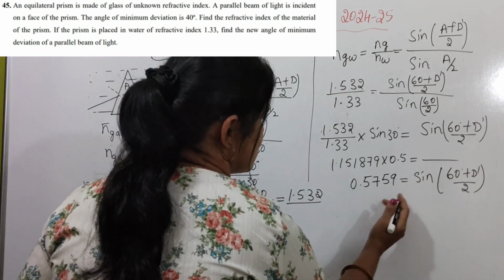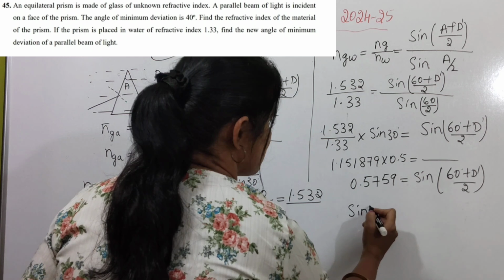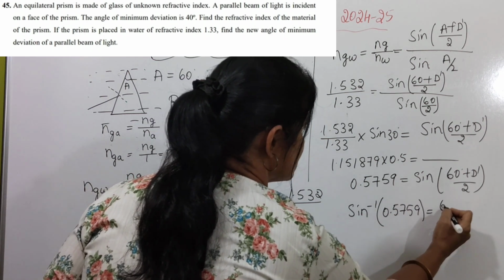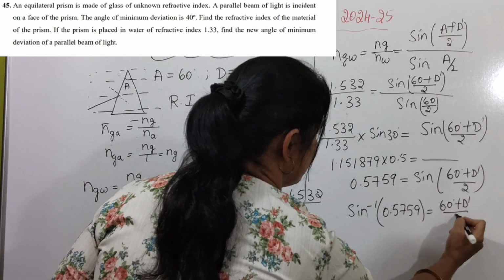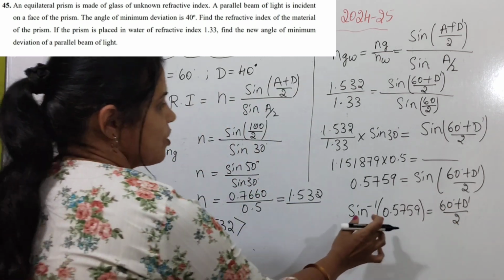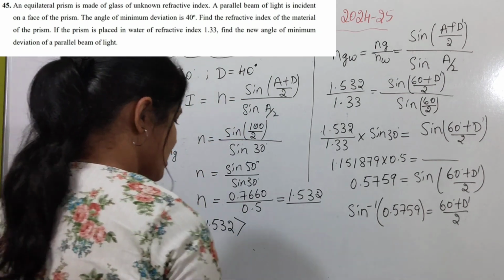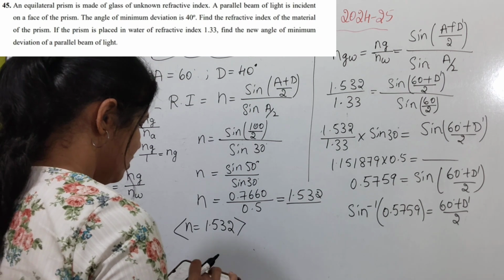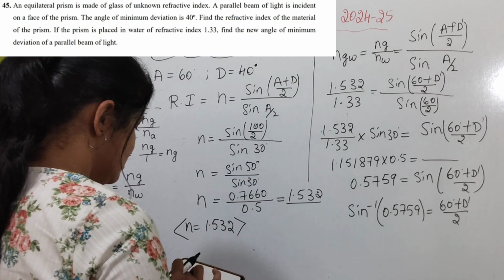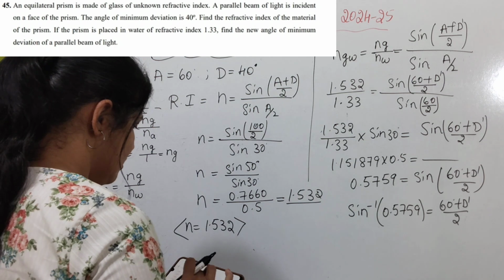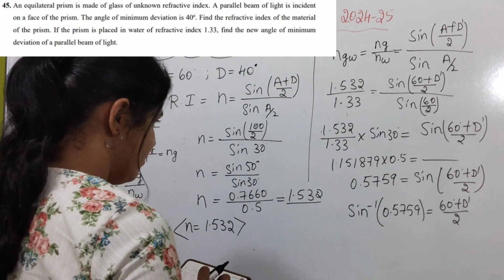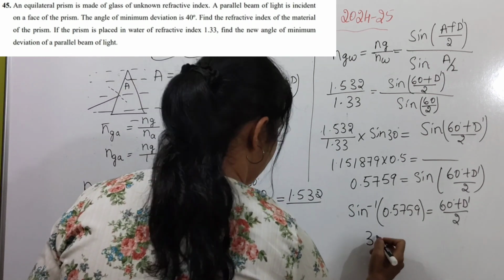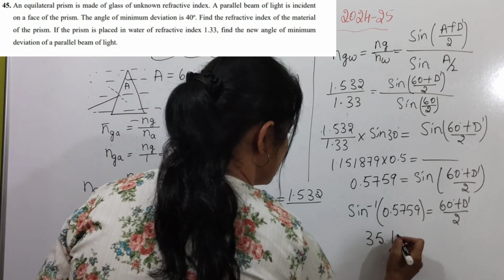So now how to do next? Here you write sine inverse of this number, 0.5759, is equal to 60 degree plus d dash by 2. So now you calculate sine inverse of this number. Sine inverse of 0.5759 is 35 degree. So 35.16 is there.